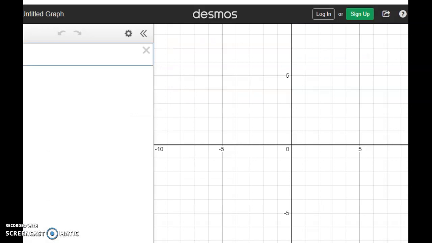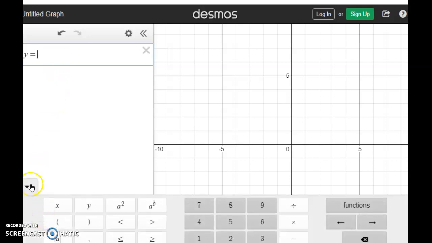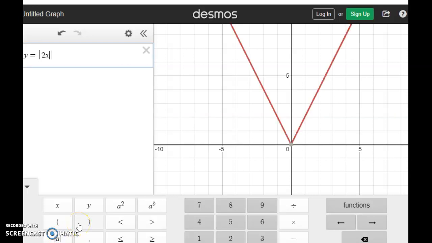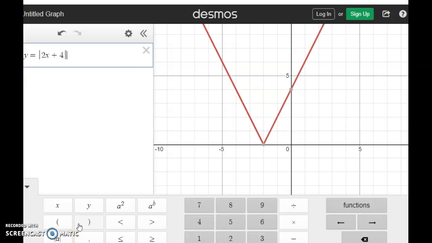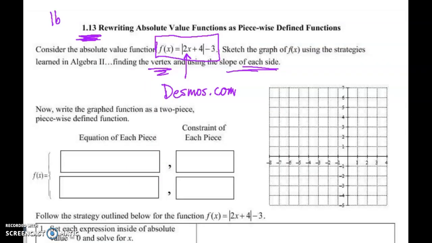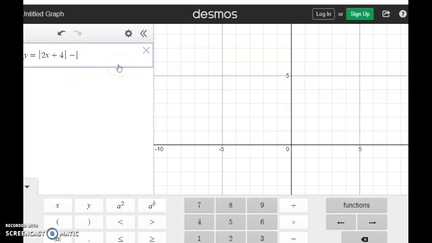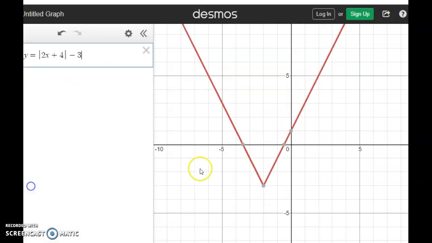So I just pulled up Desmos, and right here I can type in y equals. Right now you can't see it on the screen, but in the bottom left here there's this little show keypad, and right now it says hide keypad. But this button right here will create the absolute value. 2x plus 4, and then close the absolute value, and I already forgot what the value was, minus 3. So what you can see here is that the vertex was actually shifted only left 2.